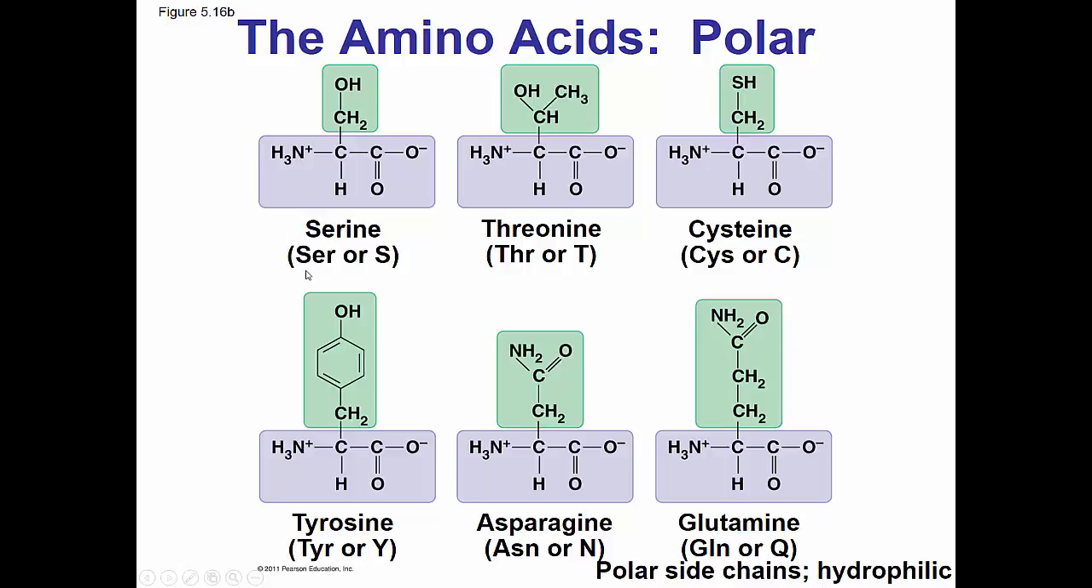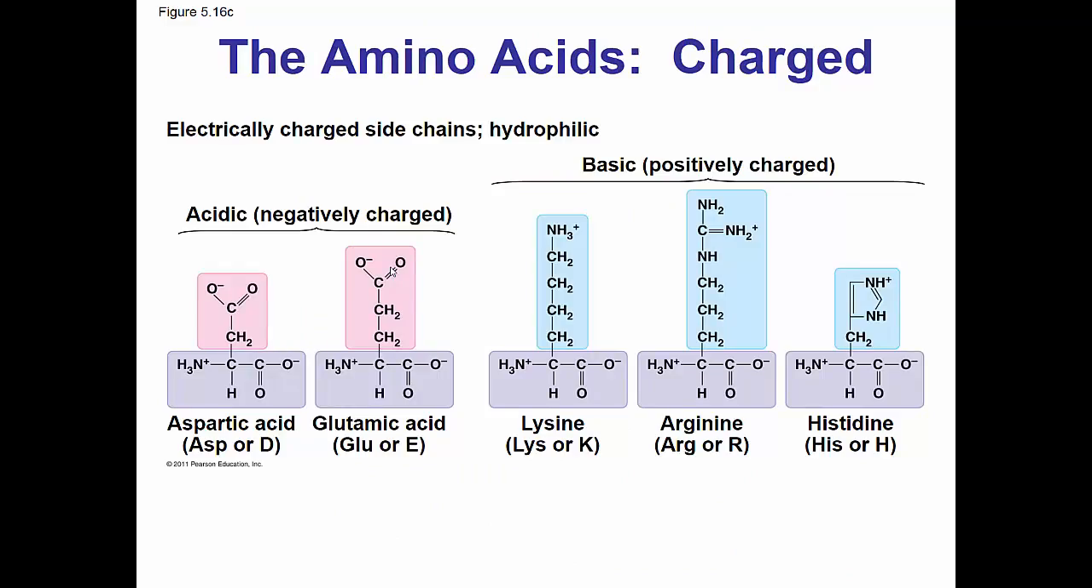Once again, here you can see the 3-letter designations and the single-letter designations for each amino acid, and these tend to be hydrophilic. And so our last 2 groups of amino acids are the acidic amino acids and the basic amino acids. Once again, our backbone is the same, but the acidic amino acids are negatively charged at physiological pH, whereas the basic amino acids are positively charged at physiological pH. So these guys would tend to form ionic bonds with one another in the context of a protein. So these are very hydrophilic because they're charged.